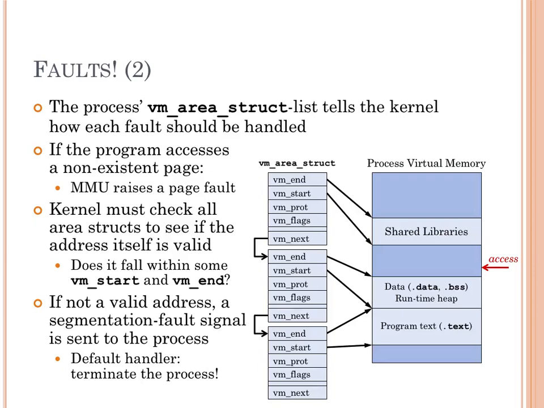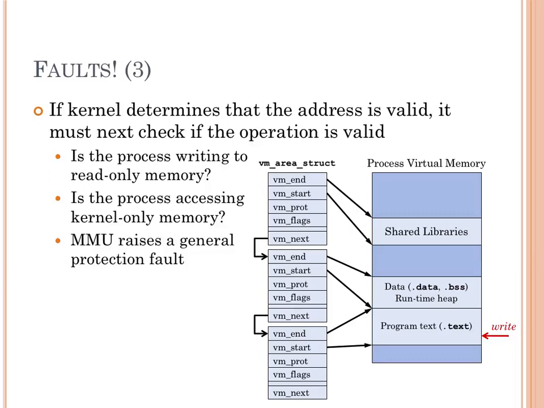So do you see how this data structure is used? It's really cool, right? If we have an access, let's say it's a write, and we know it falls in a VM area struct, then we have to see if the operation is even allowed. So you can see in this case we have a write to something that should be read-only. Okay?